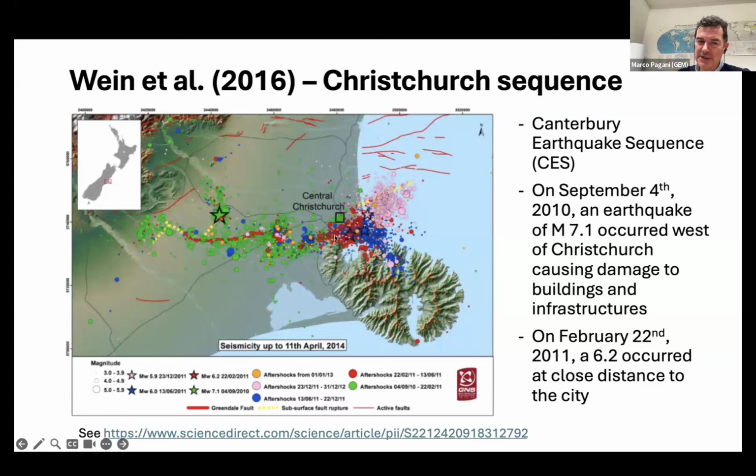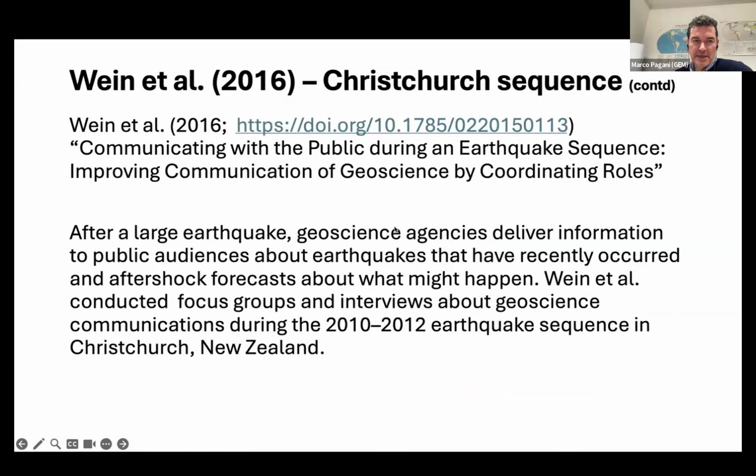So that sequence was composed of two main events, an initial 7.1 where the rupture was here, and a second earthquake of smaller magnitude, a 6.2, but just under the city. And you see that overall there's a gap of some months during which there has been ongoing seismicity, and it has been challenging indeed to maintain the communication with the public and keep them informed.